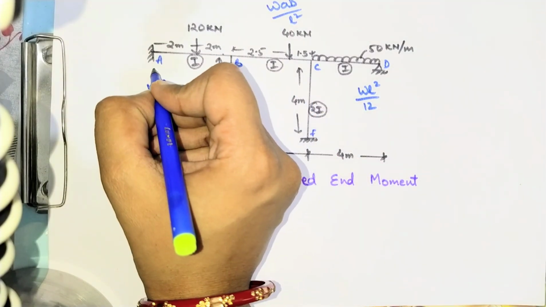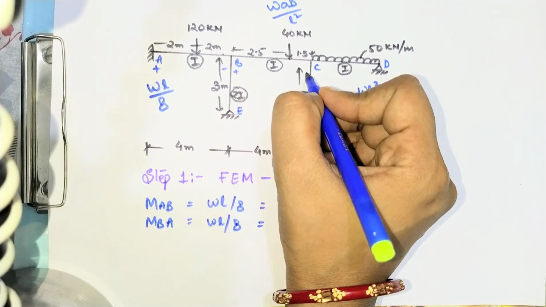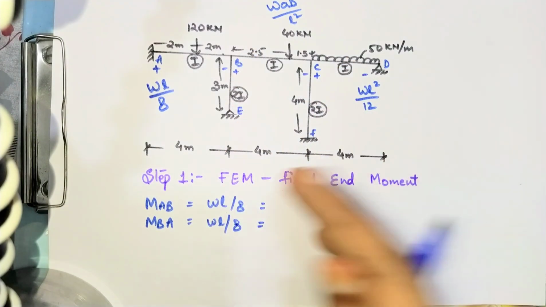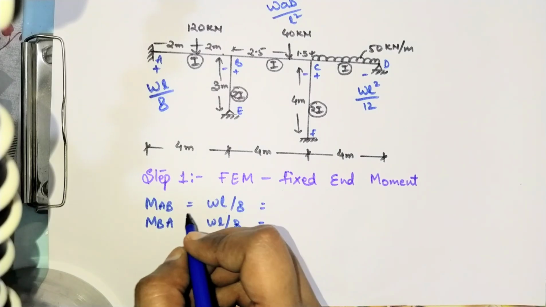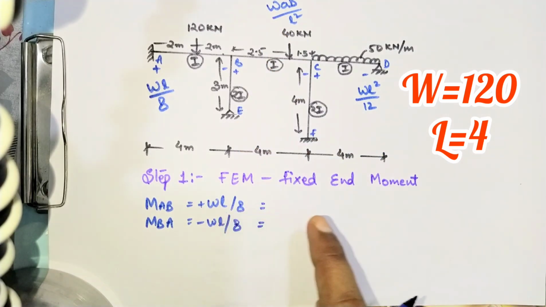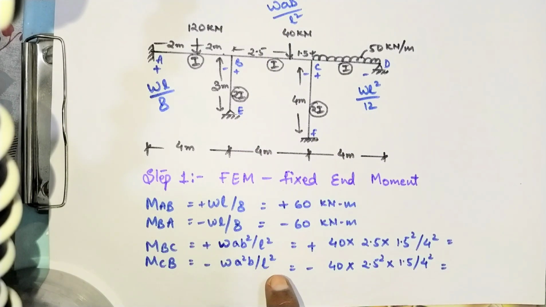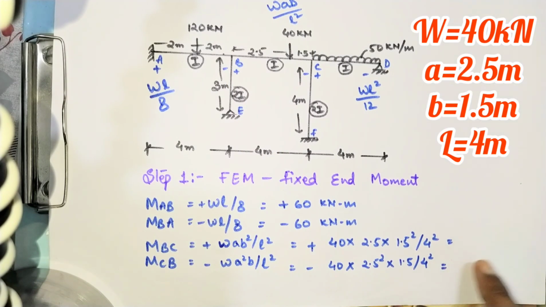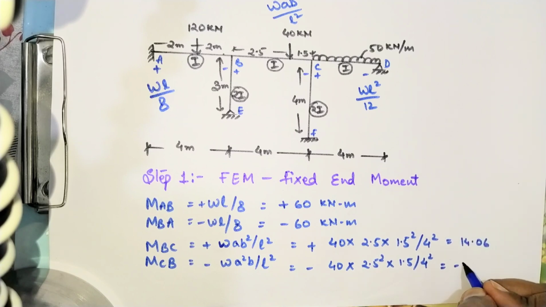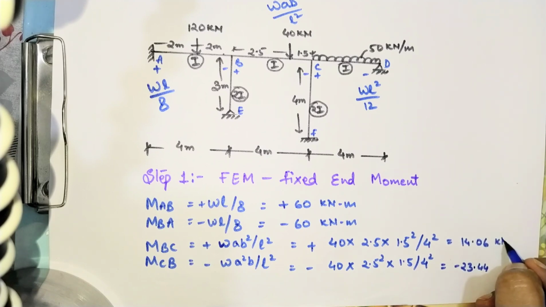For fixed end moments, the sign convention we are using is left side positive, right side negative. So I am writing positive, negative here so that you will not get confused, and there are fewer chances of mistakes. For AB, that is WL by 8, we'll put 120 in place of W and 4 in place of L, and we'll get the answers. Similarly, for the member BC, we'll substitute the value of W, that is 40, A, that is 2.5, and B, 1.5, and we'll write the values of fixed end moments, that is 14.06 and minus 23.44.